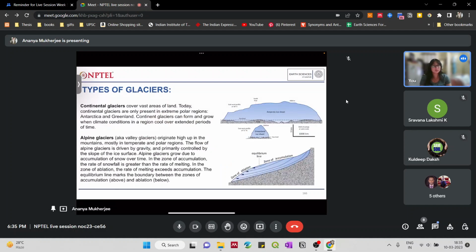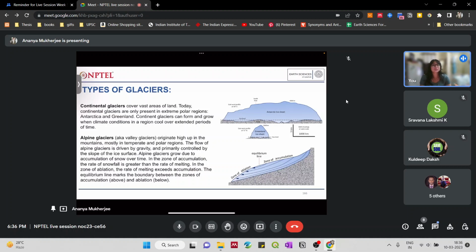Now we come to types of glaciers. Mostly there are two important types. The first is continental glaciers and the other is alpine glaciers. Continental glaciers cover a huge area. As I said, Greenland and Antarctica are examples of continental glaciers, and these areas remain cold over large periods of time, obviously because they are situated at polar locations.